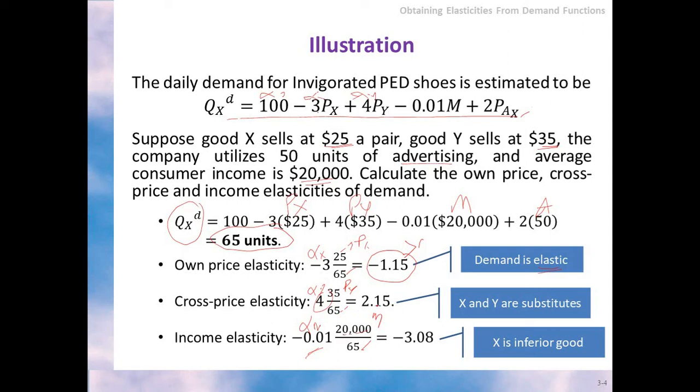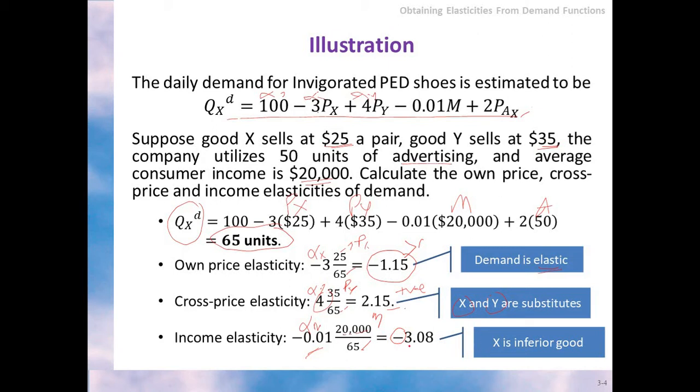For cross price elasticity, the value is 2.15. For cross price, we don't say that the demand is elastic or inelastic, but cross price is to look at the relationship between X and Y. Here, because the elasticity is positive, X and Y are substitutes. You don't look at whether it's bigger or lesser, no. We just look at the sign here. For the income, we get the negative value, because the alpha is negative here.